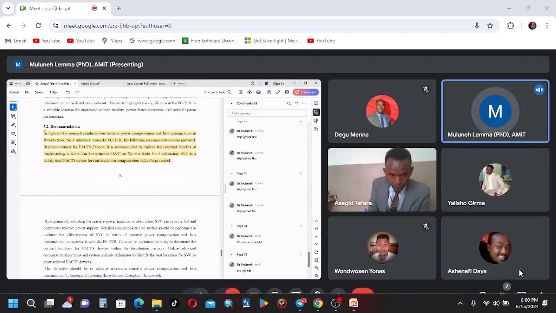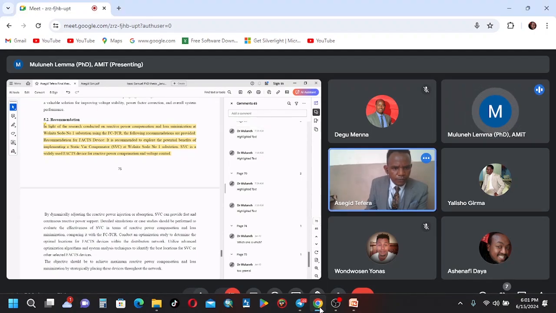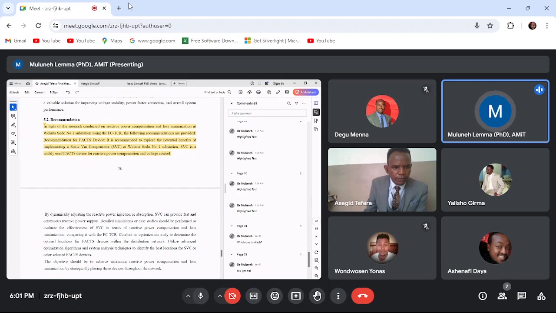A new recommendation. In light of the research conducted on reactive power compensation and loss minimization at Walaita Sodo substation, using this method, the following recommendations are provided. Recommendation for FACTS devices: it is recommended to explore the potential benefit of implementing a static VAR compensator at Walaita. Is this a kind of recommendation that you have to give based on your work? Based on my work. You have your method, right? Yeah. You have your method, and FCTCR is.